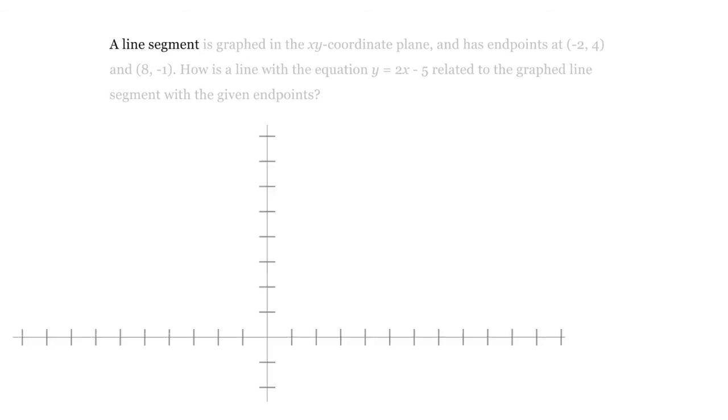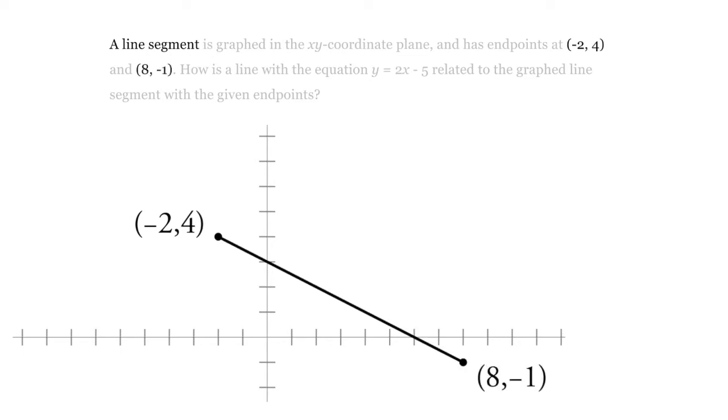We have a line segment that has points here at -2, 4, and here at 8, -1. So it's got this line segment. And then we have this other line with the equation y equals 2x minus 5. And I'm not going to draw that one yet. Let's just wait a little bit to draw that.